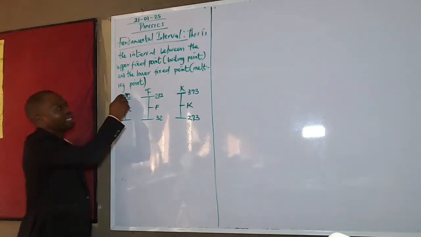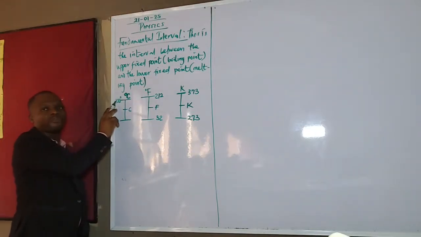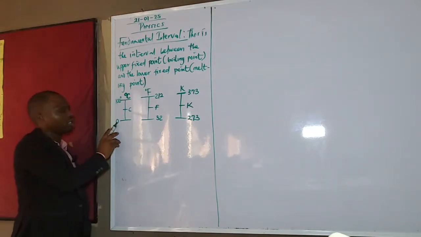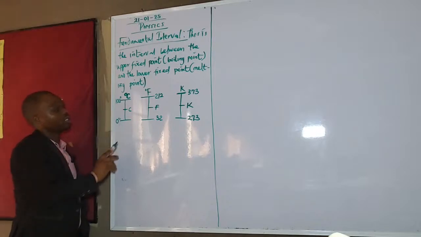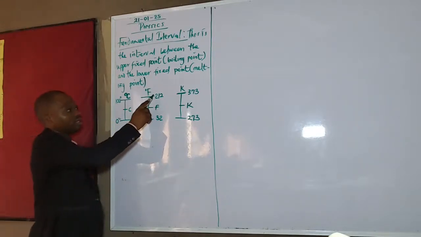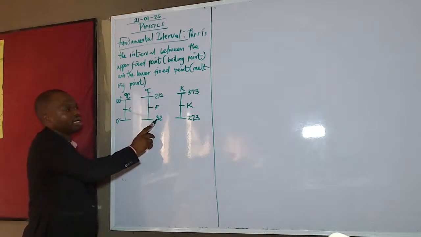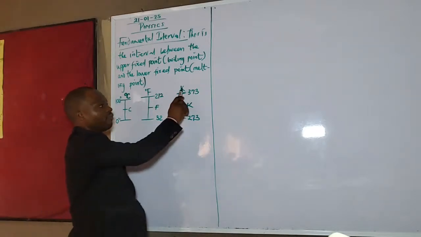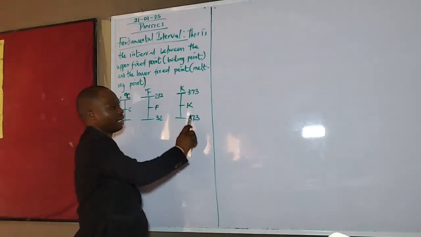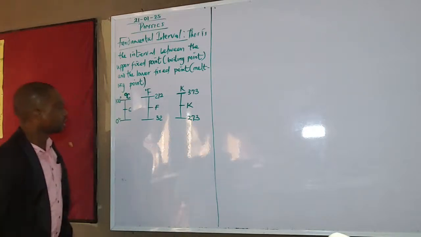We can see for degrees Celsius, the upper fixed point is 100 degrees. The lower fixed point is 0 degrees. And for Fahrenheit, the upper fixed point is 212. Then the lower fixed point is 32. For Kelvin, we have 373 and 273.